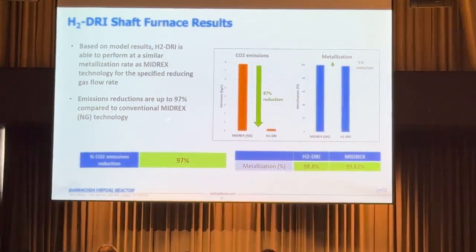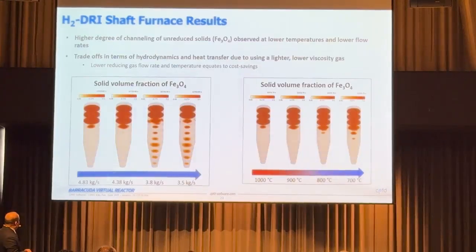If you look at some quick results down here, compared to the Midrex case, with this new hydrogen shaft furnace the CO2 emissions are down by about 97% by using almost pure hydrogen. In fact, the metallization rate is comparable between the Midrex case and the hydrogen shaft furnace case.